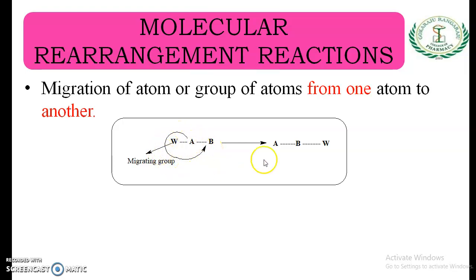Okay, the migration is within the molecule and the bond between A and W is broken and a new bond is formed between B and W, thus resulting in formation of a new molecule. So W is the migrating group.